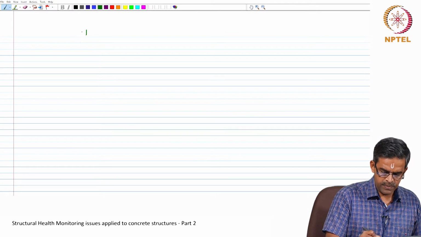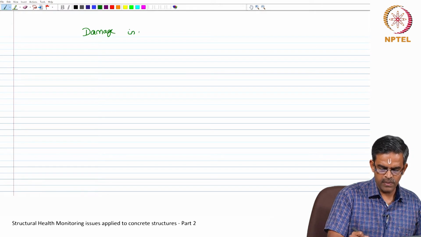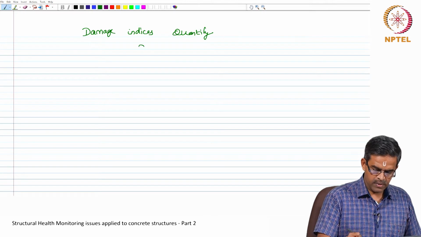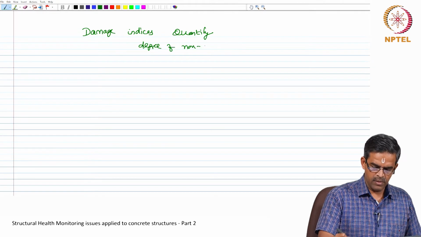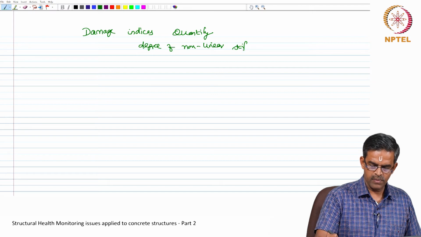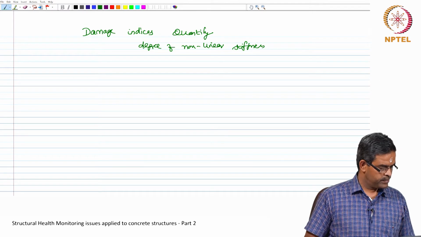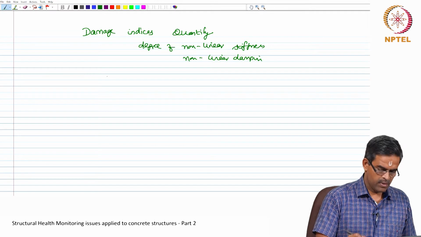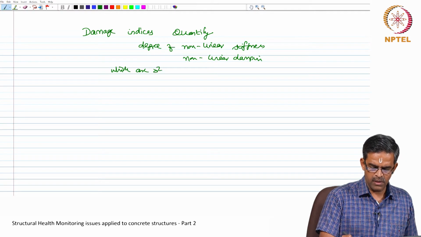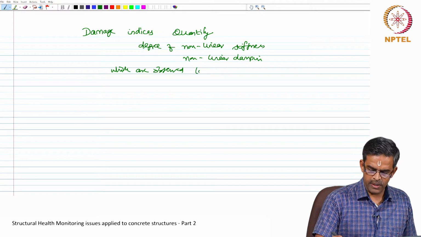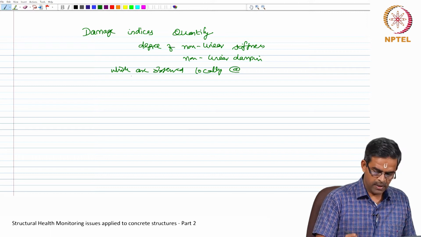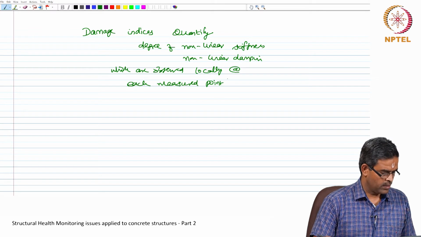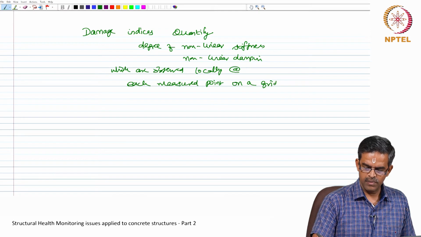In such cases, the damage indices quantify the degree of nonlinear stiffness and the nonlinear damping, which are generally observed locally at each measured point on a grid of the member.